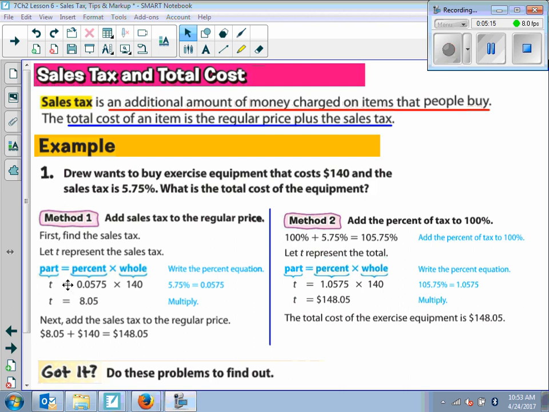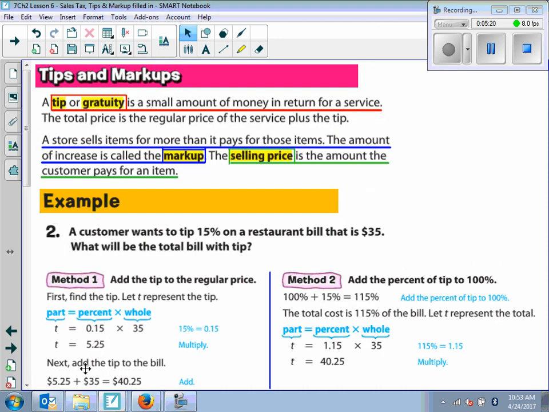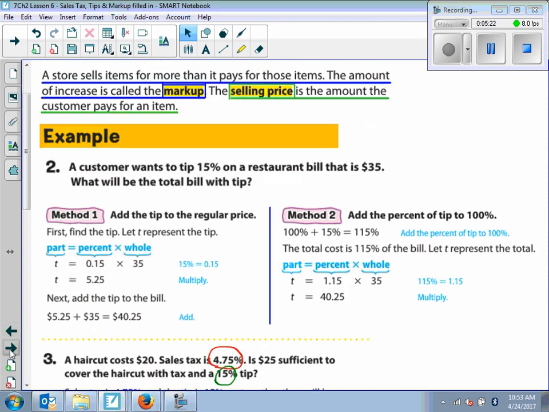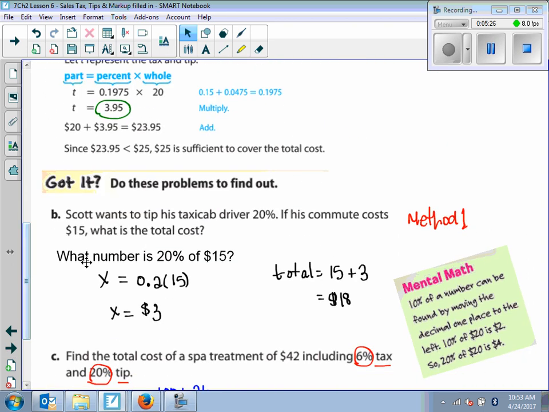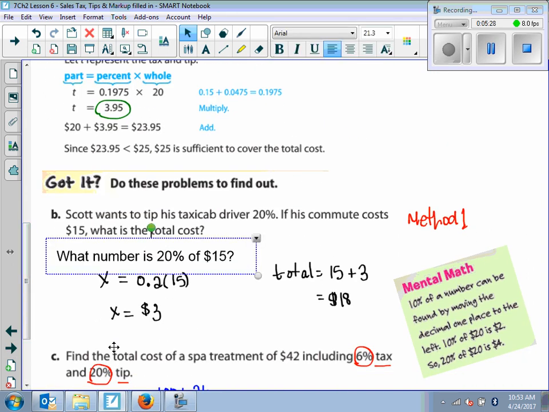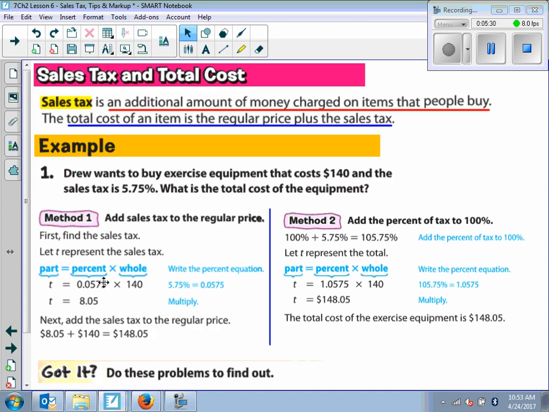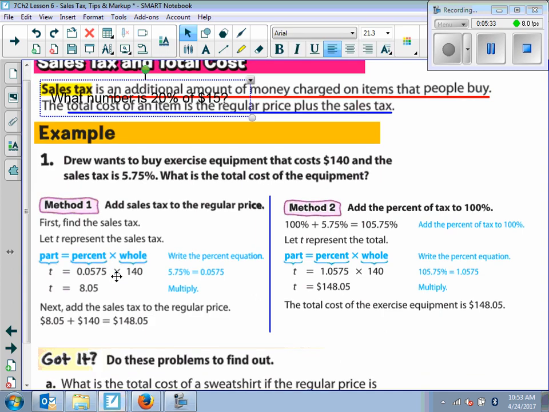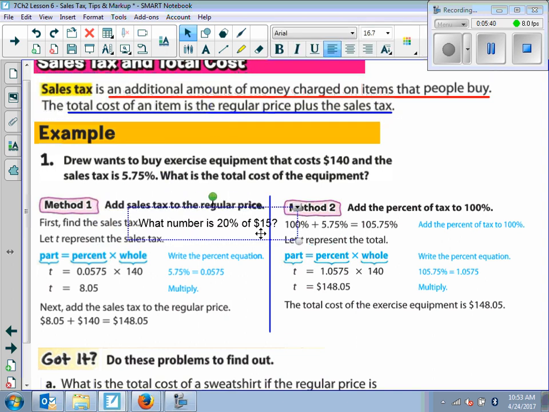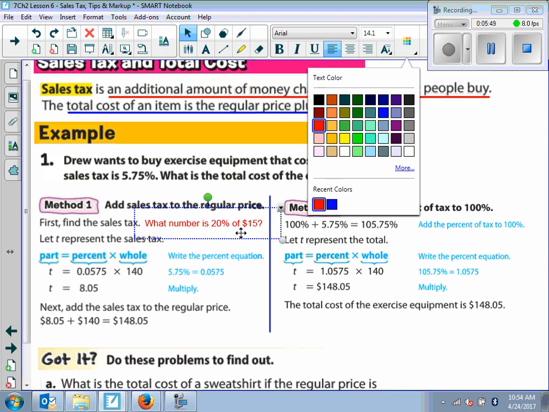Let me grab that question. Filled in. Grab that what number is question. Go back here. Change the color to red. Okay.